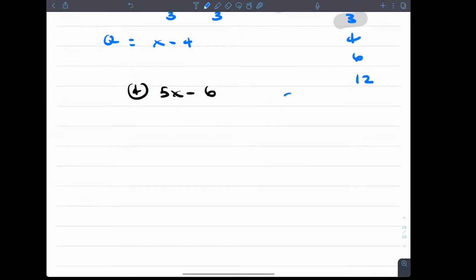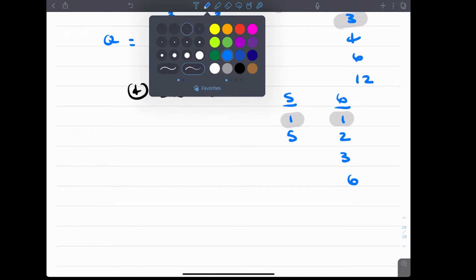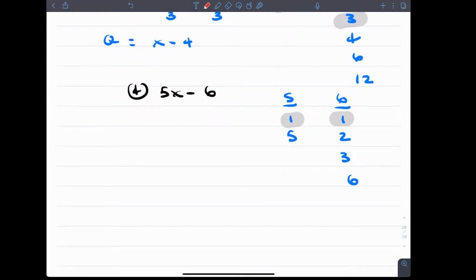If I look at factors of 5, what are the numbers that go into 5 with a 0 remainder? It's only 1 and 5 because 5 is prime, right? It's a prime number. What are the factors of 6? 1, 2, 3, and what? 6. So let's find the common factors. Are there any other common factors? No. So do you guys want to know what that GCF is? The GCF is going to be 1.